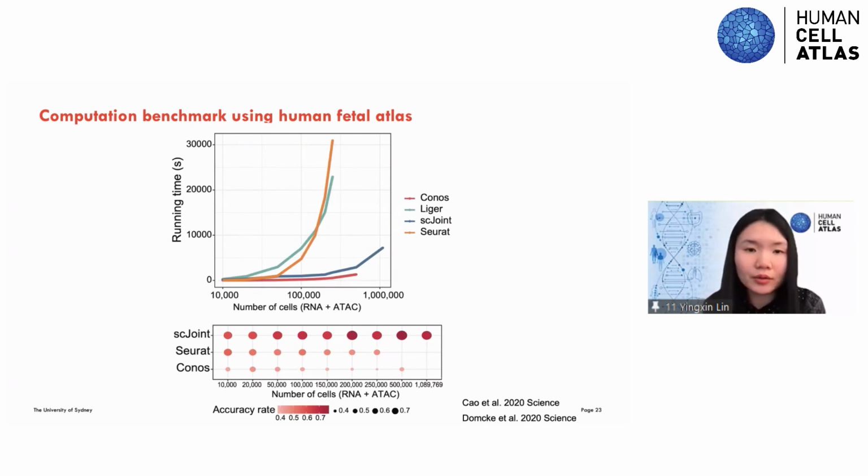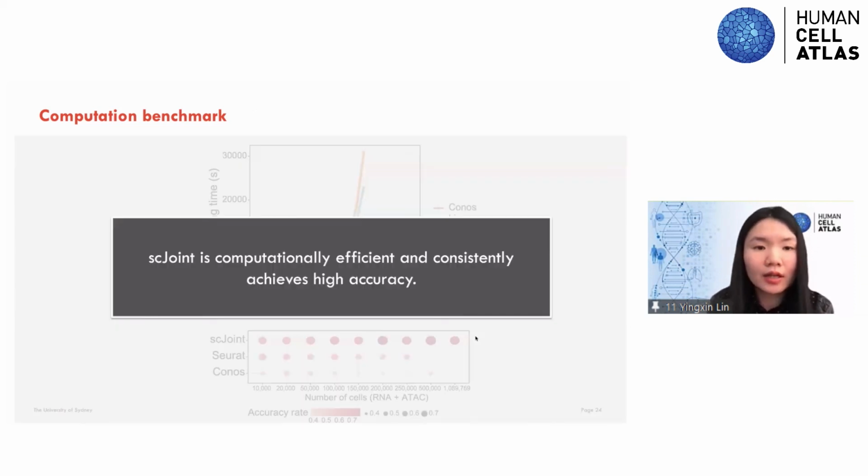scJoint is also very computationally efficient. We use scJoint to integrate millions of cells from the human fetal atlas generated by RNA-seq and ATAC-seq data. Due to memory limitation, most of the methods are not able to handle the data with more than a million cells. And we found that scJoint is the only method that can integrate millions of cells in a short period of time, and at the same time achieve a very high accuracy rate. So scJoint is computationally efficient and consistently achieves high accuracy rate.